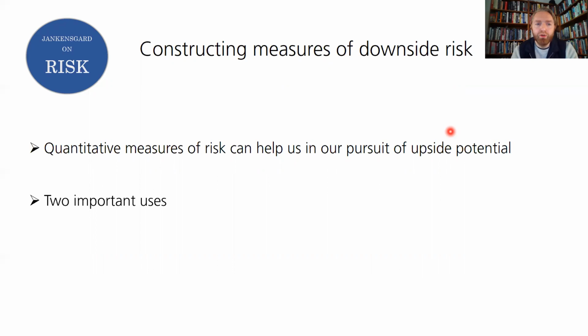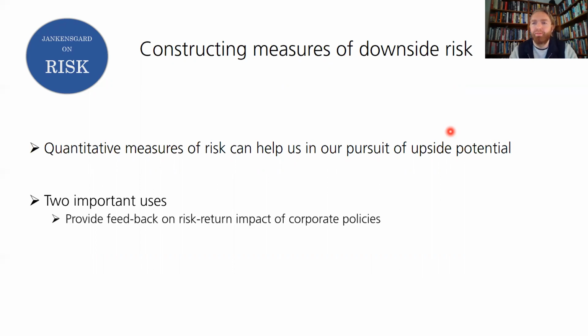So there are two important uses then of such measures of downside risk. One is that you can get immediate feedback from your risk model on what the risk-return impact is from a policy. So you can proactively evaluate the policy, and these risk measures will indicate to you what happens with the risk profile if you choose to implement this particular policy that you're looking at.